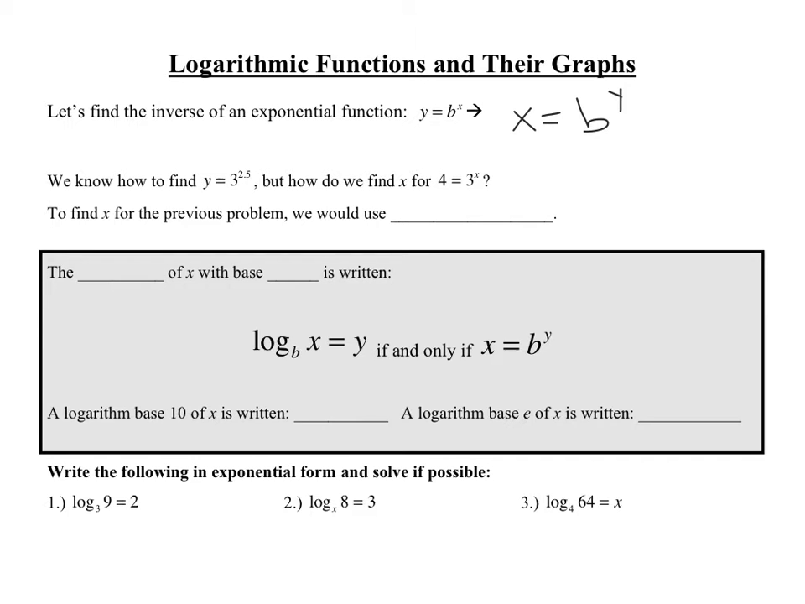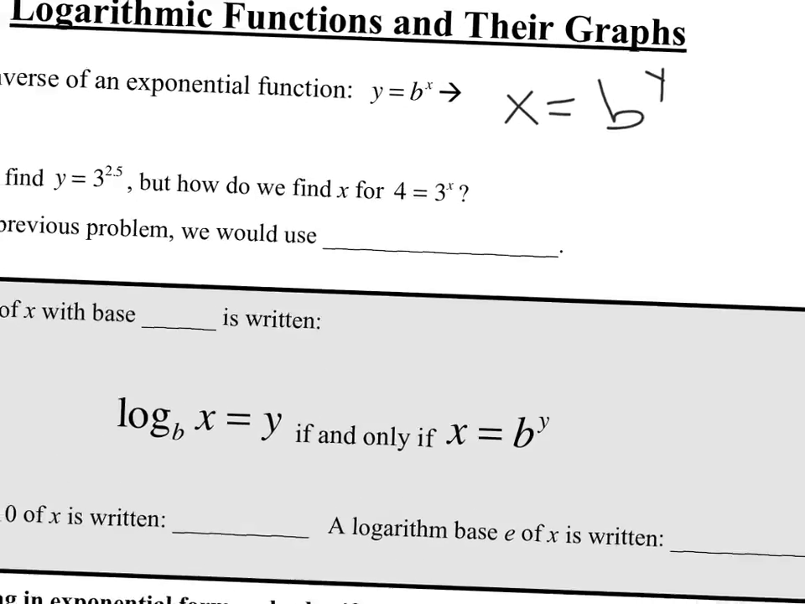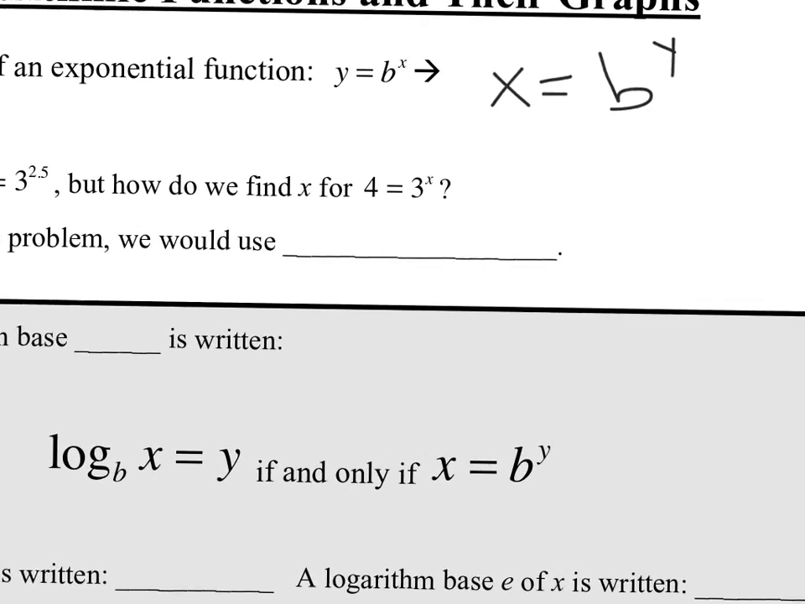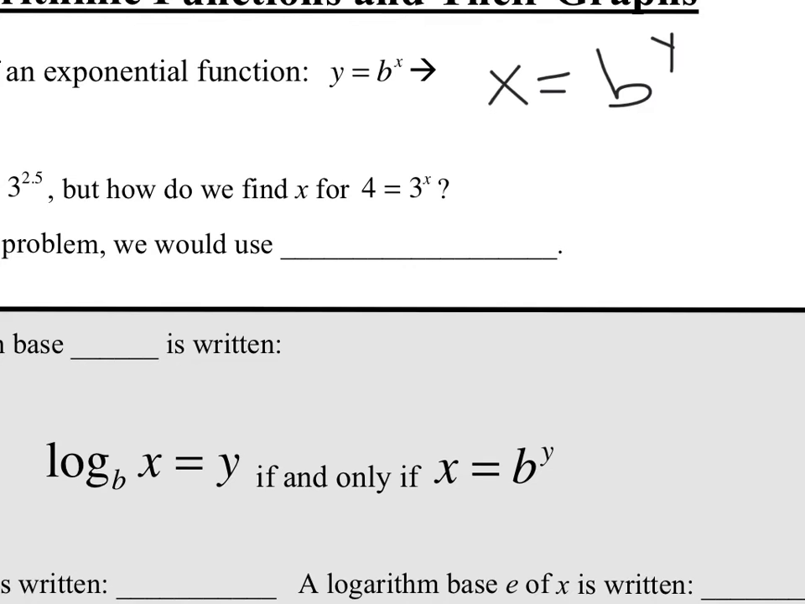So we know that 3 to the 2.5, looking at this problem right here, we could just plug that in the calculator and figure out what 3 to the 2.5 power is. Without a calculator it might be a little bit tougher. So how do we find x if I have 4 equals 3 to the x? What power of 3 will give me 4? I can maybe estimate here.